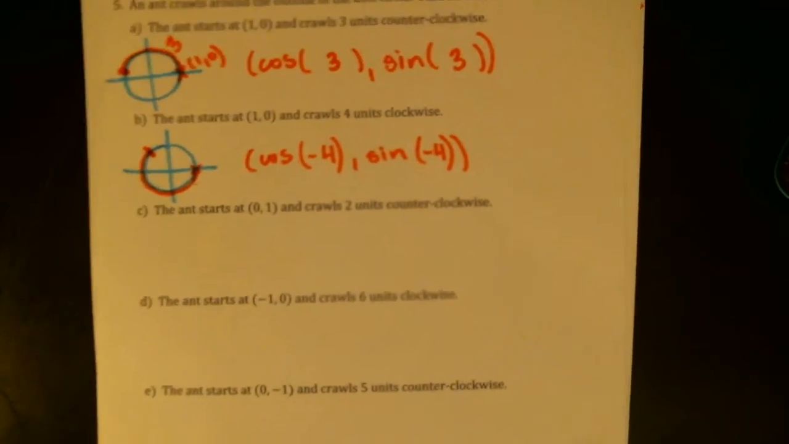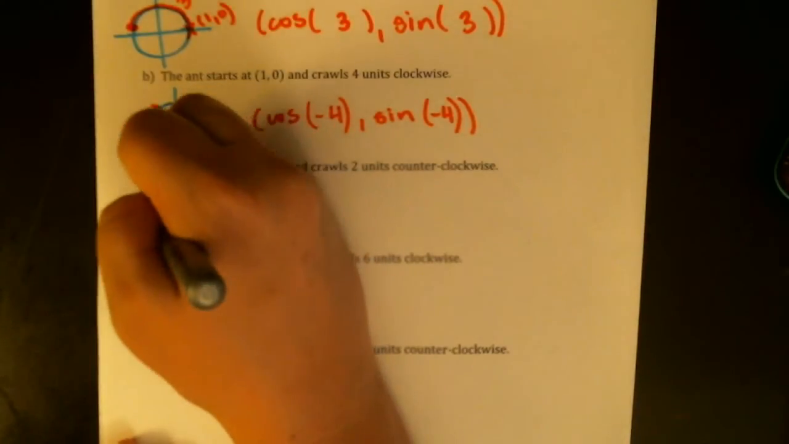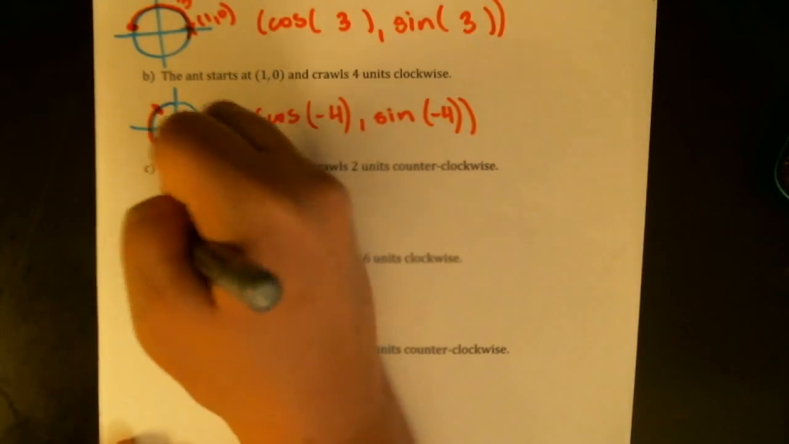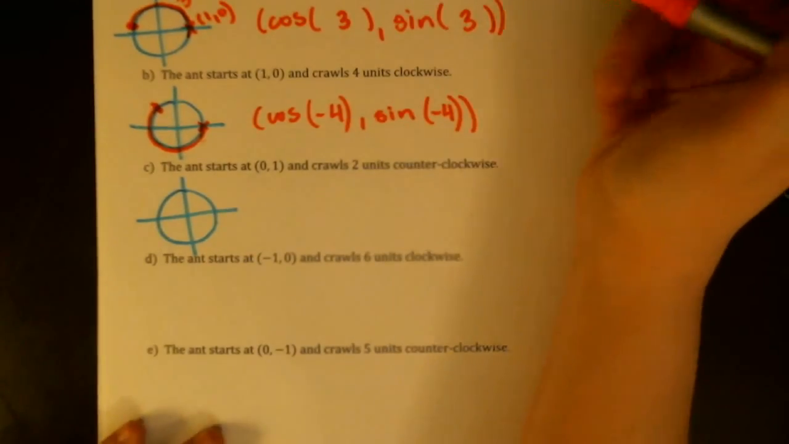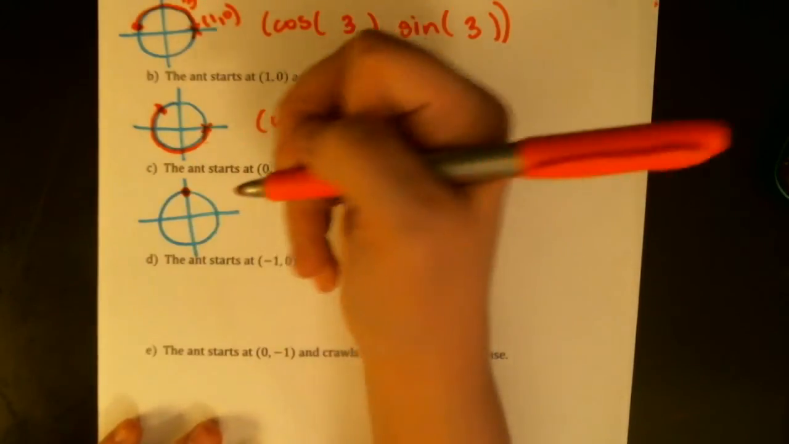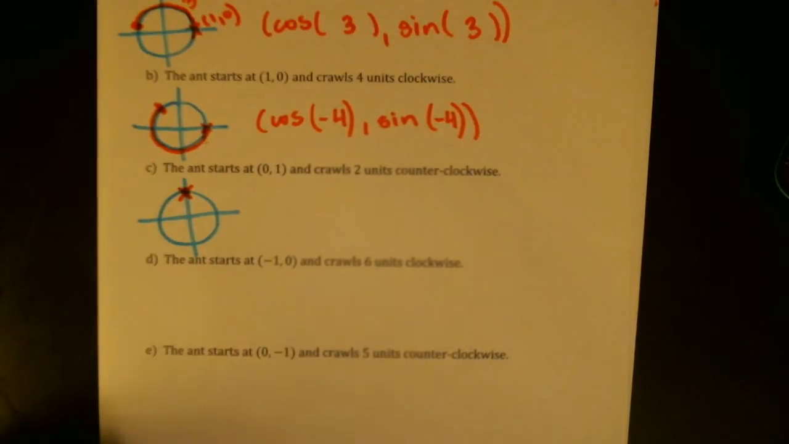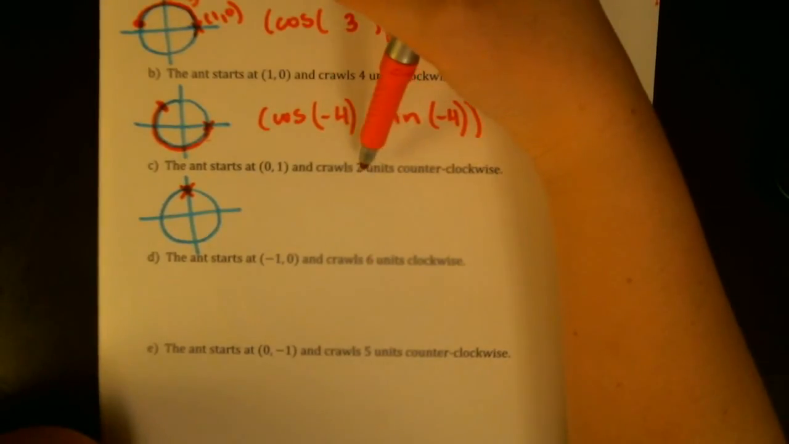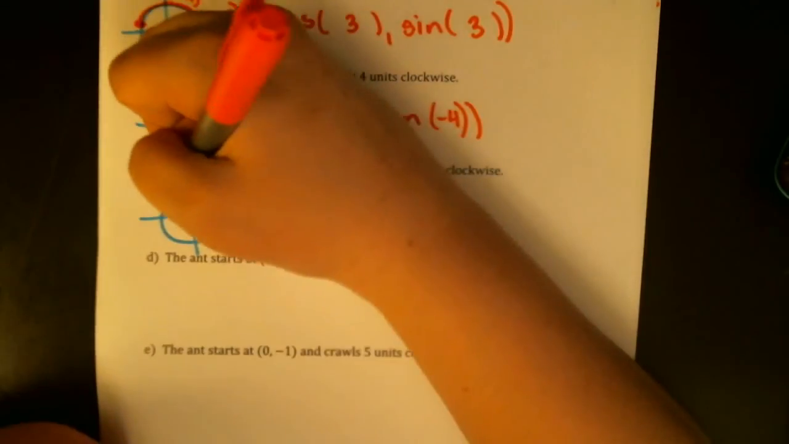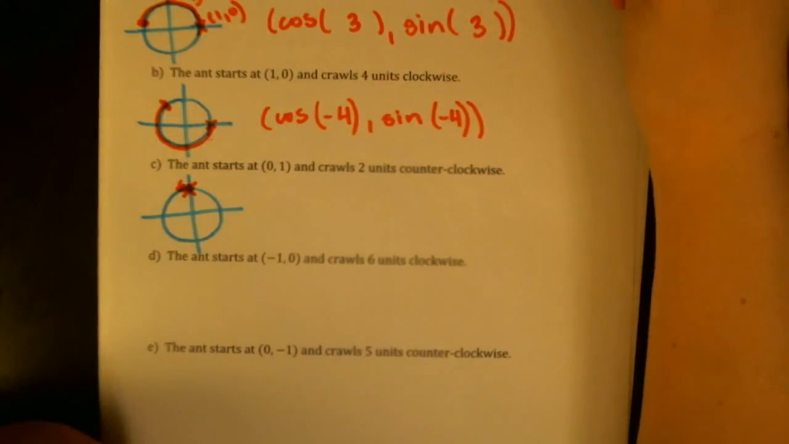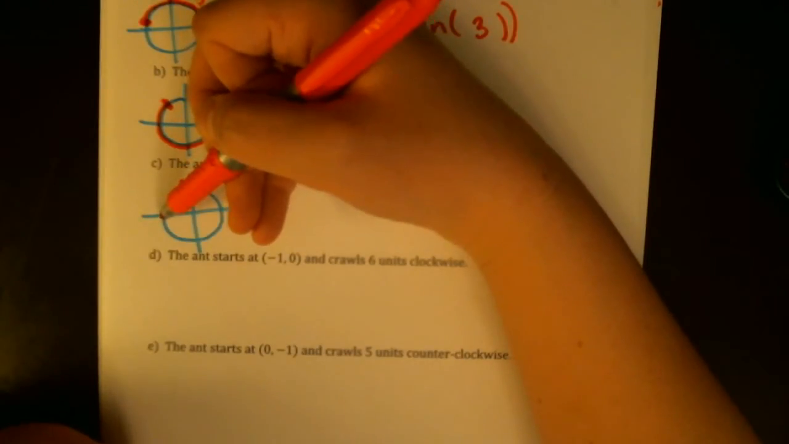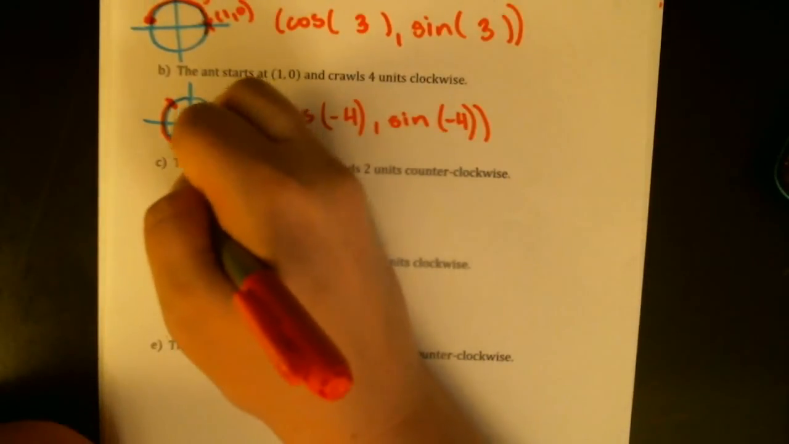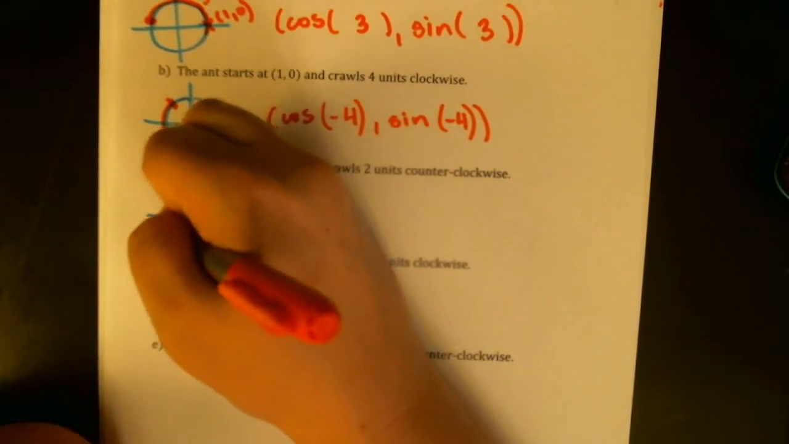Okay. Part C. Part C starts to get a little bit trickier because we're not starting at (1, 0) anymore. We're starting at (0, 1). So we have the ant starting at the top of the circle. And then the ant goes 2 units counterclockwise. Okay, so counterclockwise is going to be our usual direction. And if we go 2 units, remember again, 1 quadrant is pi over 2, which is about 1.57. So we've gone a little further than that. So this is what the ant's path looks like.